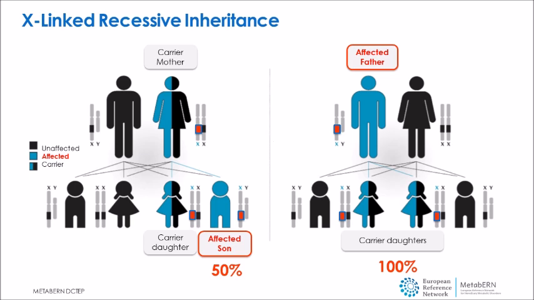On the other hand, if the father is affected, he will never transmit his mutated X to his sons. It means no son will be affected. The affected father will only have a carrier baby girl, or daughter.